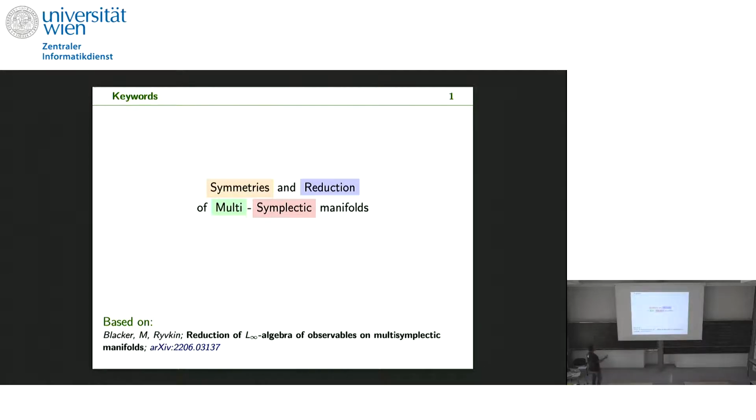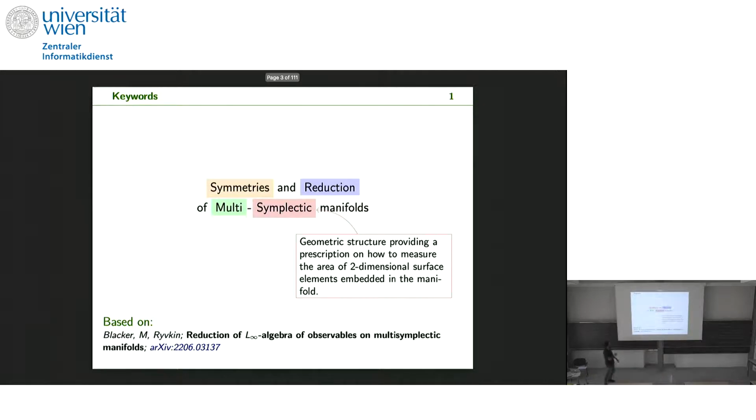So symmetries and reduction of multisymplectic manifold. So what is symplectic? A symplectic structure is a geometric structure providing a prescription of how to measure the area of a two-dimensional surface element embedded in a manifold. So it's a fairly well-known framework, but here we are talking about multisymplectic. It is one among many possible generalizations of this notion, and in particular, it extends symplectic by considering differential forms.